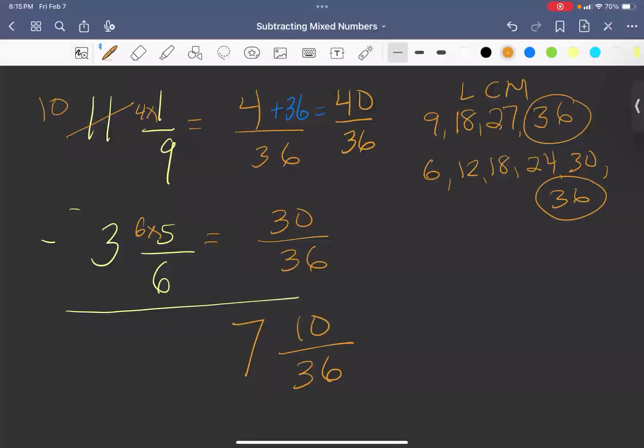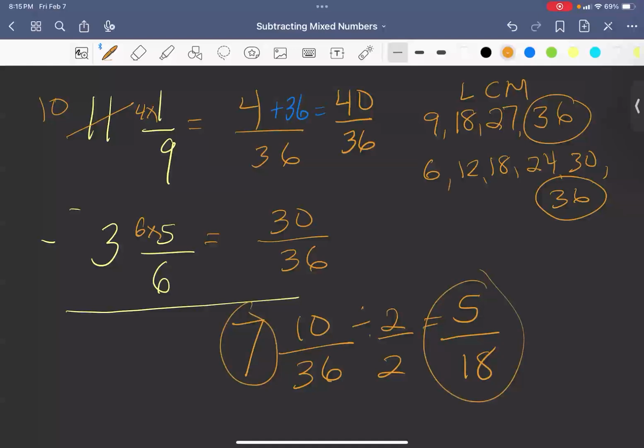We can divide 10 over 36 by 2. Whenever you want to get a number in simplest form, you're going to divide it by the largest number that can go into the numerator and the denominator. So 10 divided by 2 is 5, and 36 divided by 2 is 18. So our final answer is 7 and 5 over 18.